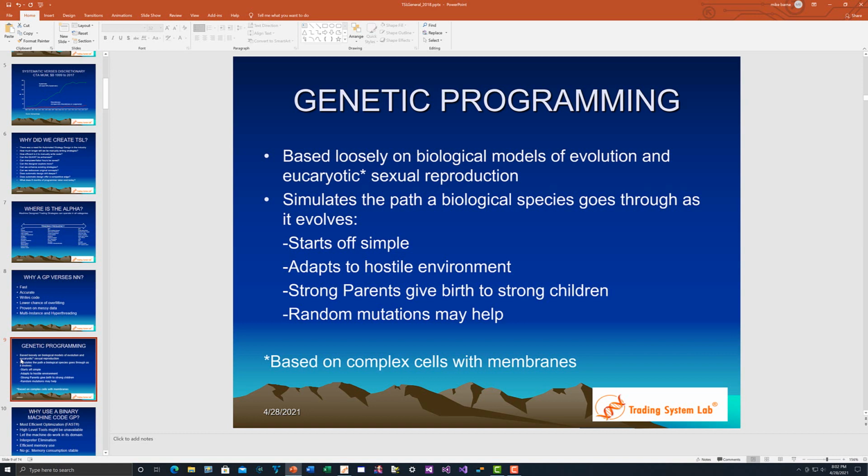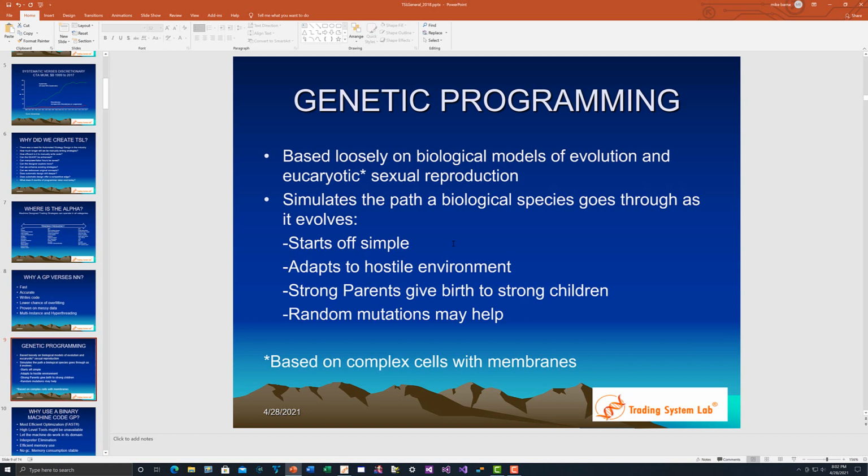It's based loosely on biological models of evolution. It simulates a path that a species goes through as it evolves, i.e., it starts off simple, it adapts to a hostile environment. Strong parents give birth to strong children, and mutations may help. And there are many books written on genetic programming.